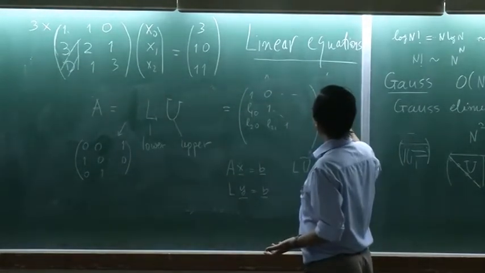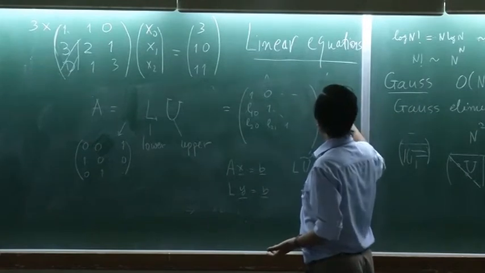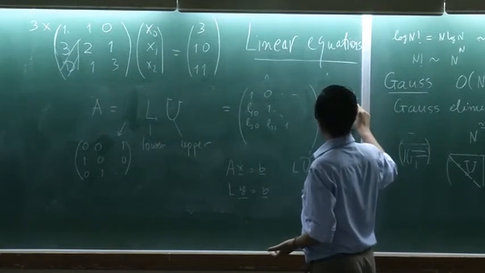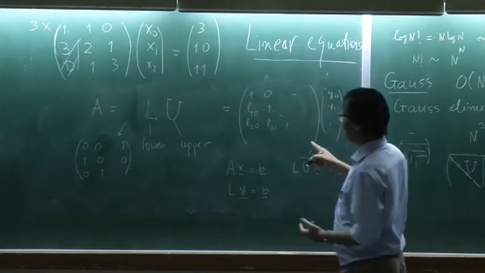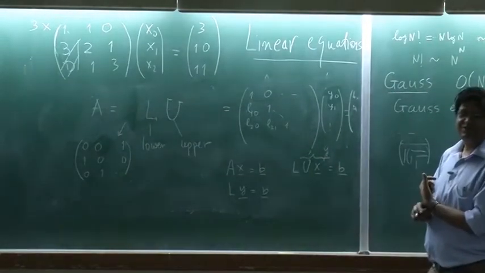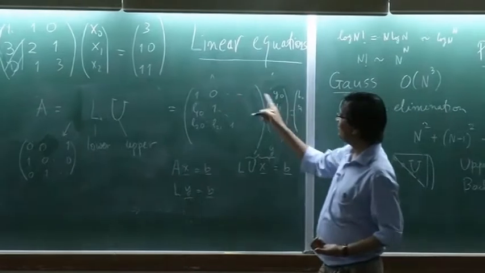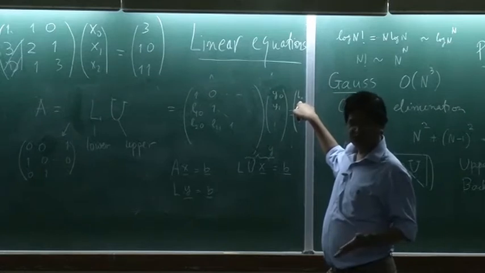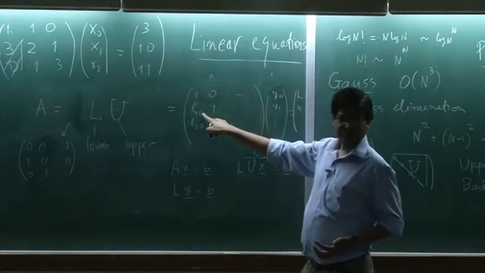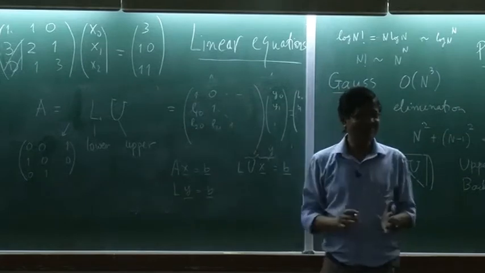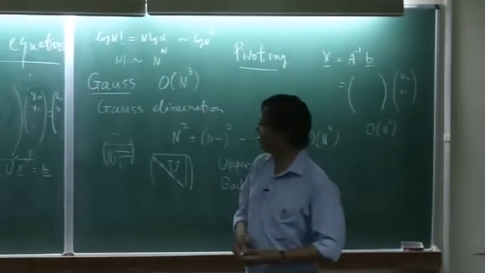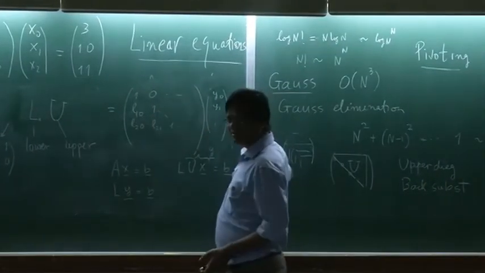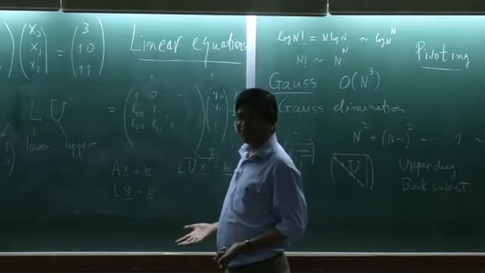For y0, y1 and b0, b1, where will I start? I shouldn't start from the bottom. I should start from the top. What is the top one? Y0 equal to B0. So I compute Y0 straight away in one shot. Then I compute Y1. This is trivial, no? Y1 will be L10 Y0 plus Y1 equal to B1. Now, I already know Y0, so I can compute Y1. So you go from the top.